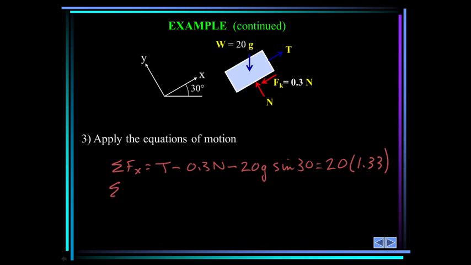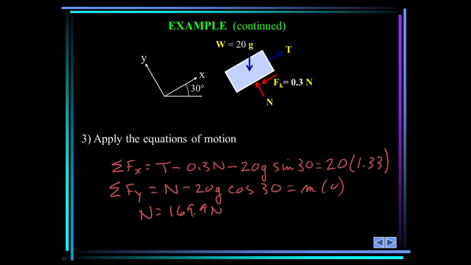We can sum forces in the y direction. That is equal to n minus the component of the weight in the y direction, so minus 20g times cosine of 30. That equals the mass times acceleration in the y direction. Now the acceleration in the y direction is 0, so we can solve the second equation for n, 169.9 newtons. Knowing n, we can solve for tension using the first equation, and the tension comes out to be 176 newtons.